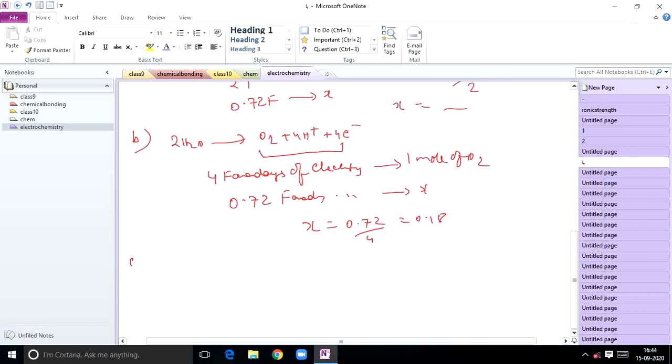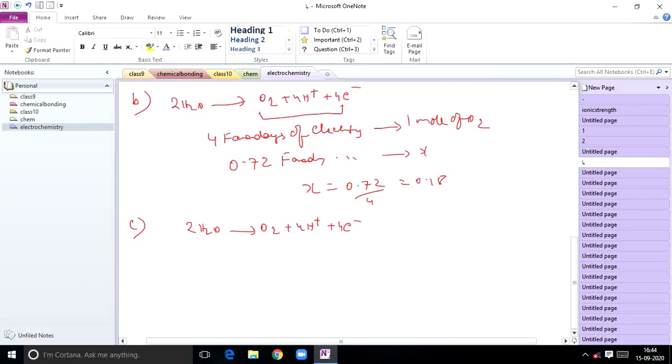Next, C. Again, the same anode reaction I am taking: 2H2O gives rise to O2 plus 4H plus 4 electrons. So here 4 electrons means 4 Faraday. For 4 Faraday of electricity, 4 moles of H plus are released, right?